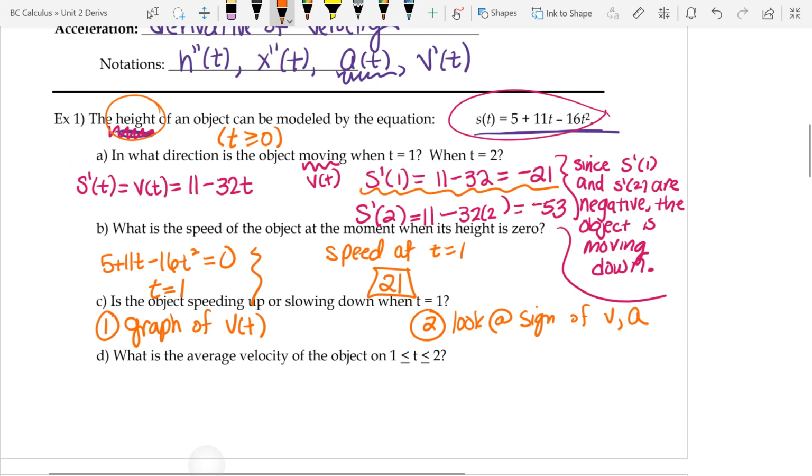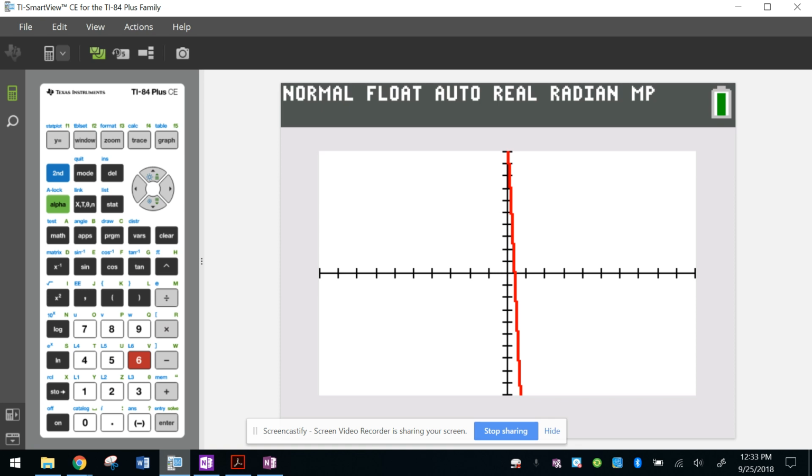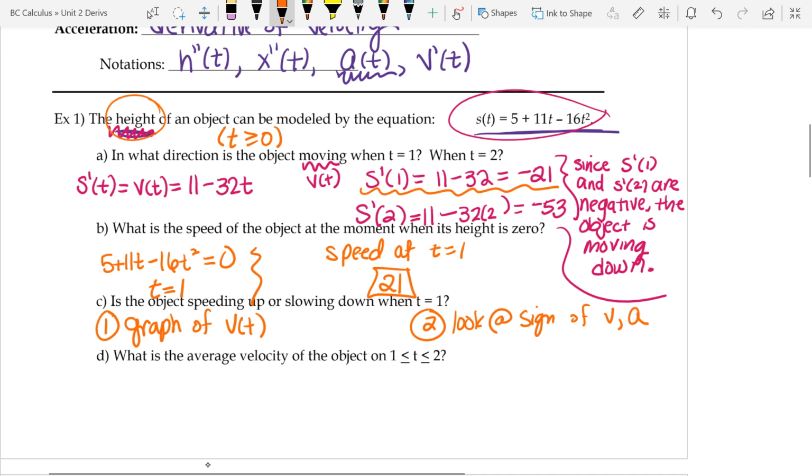All right, and then what was the question again? Is it speeding up or slowing down when t equals 1? Well, at t equals 1, that's right here. My velocity graph is below the x-axis and moving away from the x-axis. So we would say, using the graph of v of t, it is moving away from the x-axis, so speed is increasing. Okay, because my velocity is negative and getting more negative, so my speed is increasing.